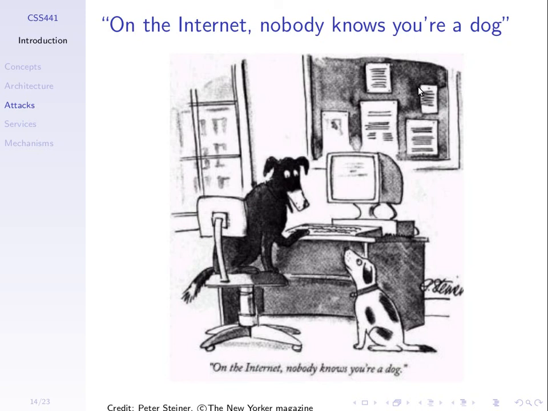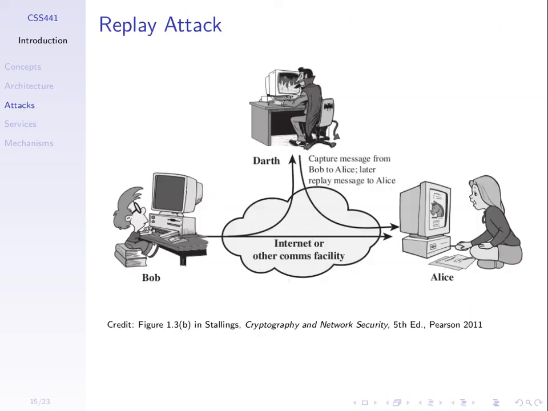And this is a rather famous comic from an old newspaper. On the internet, nobody knows you're a dog because you're communicating with someone, and in the internet, there's no built-in mechanisms for preventing masquerade attacks. There's no mechanisms for authenticating who sent that message. Whenever you receive a message on the internet, unless you're using specialised techniques, you can't be sure who sent that message. So those specialised techniques use digital signatures, which we'll study.